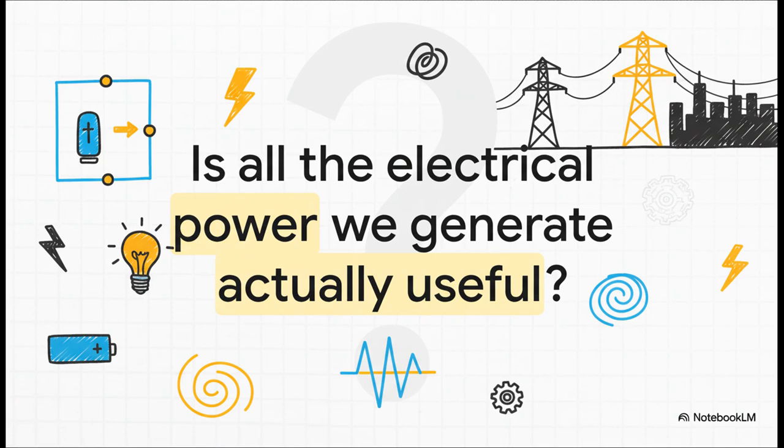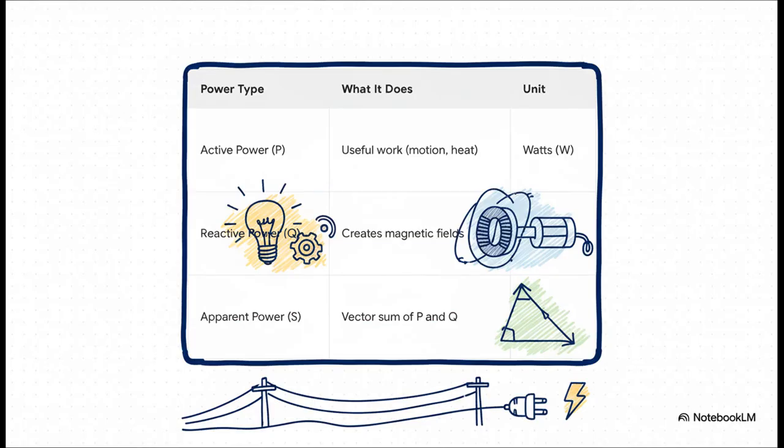You might assume that all the power a factory or a big building draws from the grid is being used to run machines or light up rooms. But the answer, surprisingly, is no. There's this hidden, unproductive part of the power that's essential, but it doesn't actually do any real work. Let's break down these 3 faces of power.